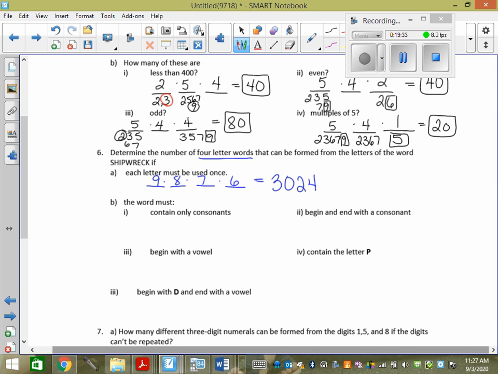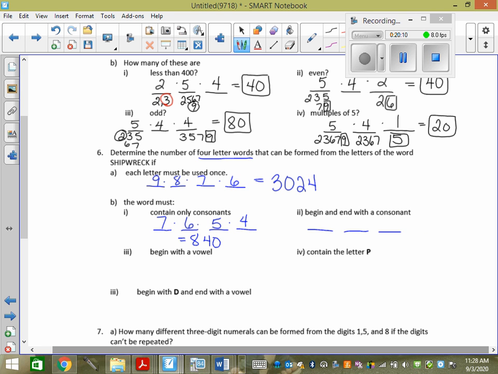We agree? Okay. Contain only consonants. How many of them are consonants? S, H, P, W, R. Yeah. So we have 7, then 6, then 5, because we have to go down in number because we're holding one. It's a 4-letter word, and then there's a 4. Why do I want it to be a 3-letter word? I just did. How much is that? 840.